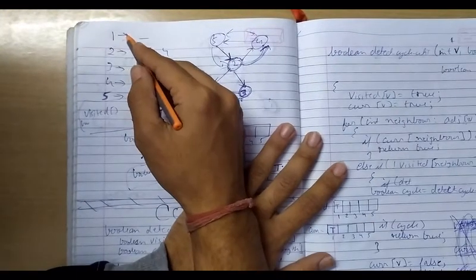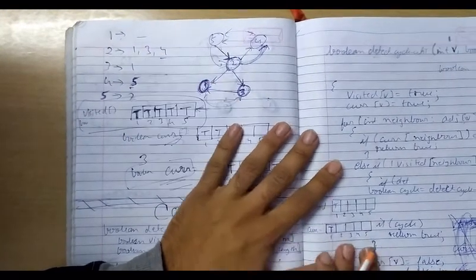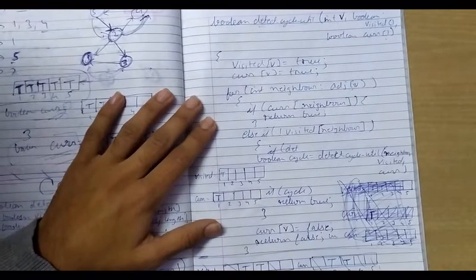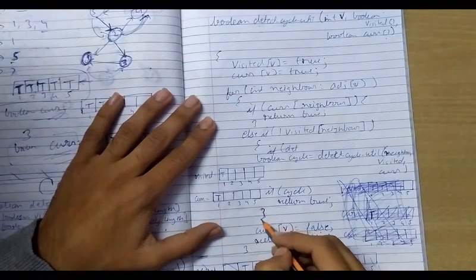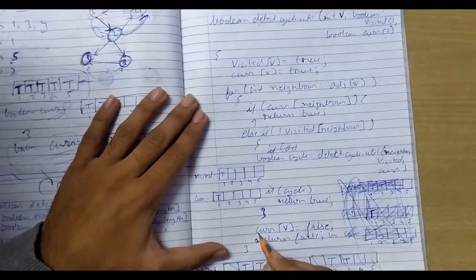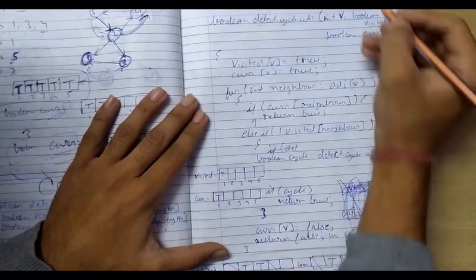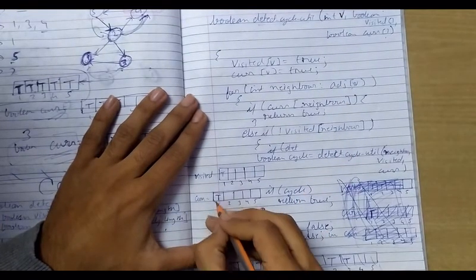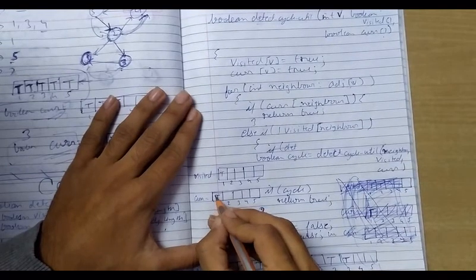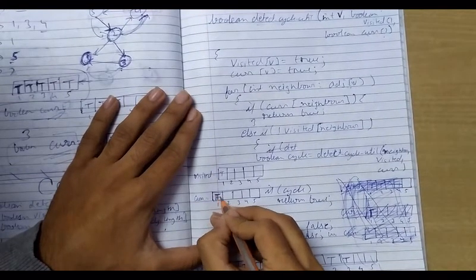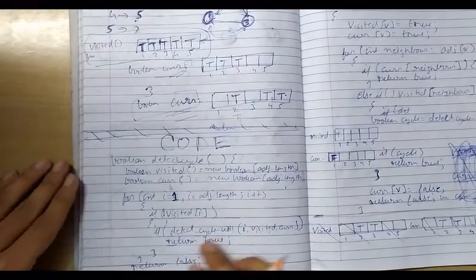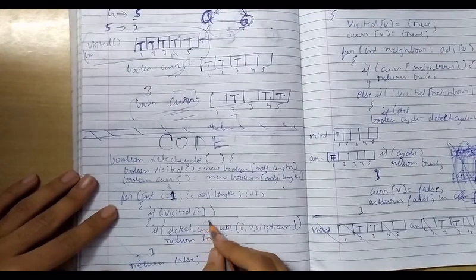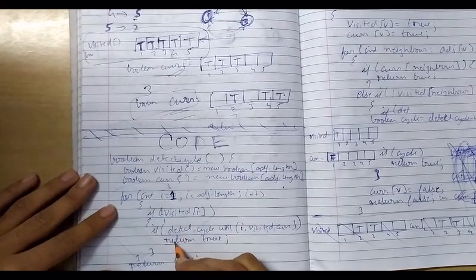Here there is no neighbor of 1. So we will come out of this for loop and mark current v, which in our case is 1, as false. Current 1 equal to true, so we will mark it as false and we will return false. So here it will mark it as false, then this if statement will not work, and we will come out of this.